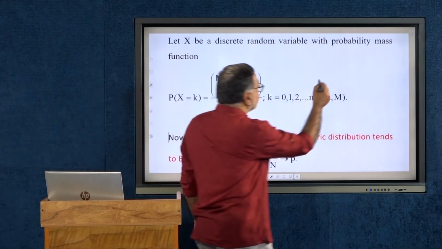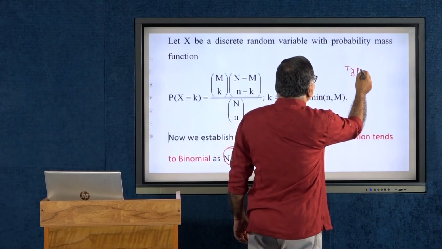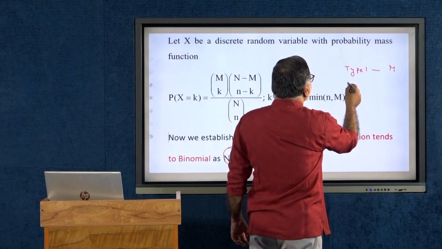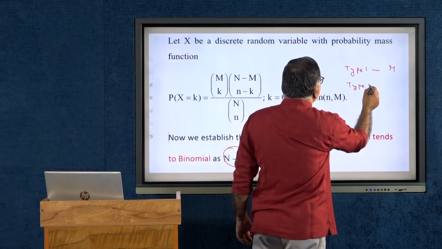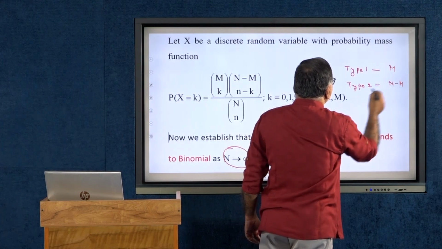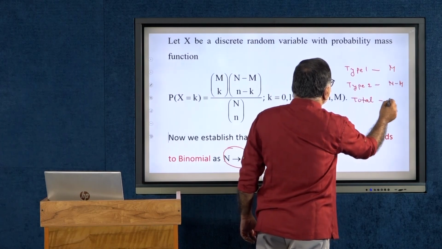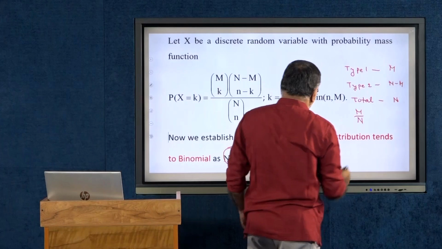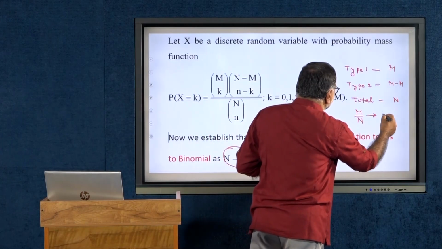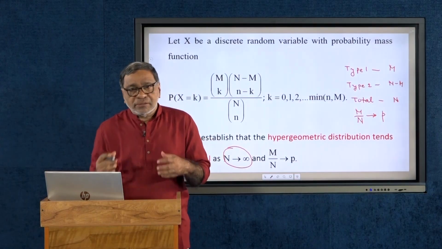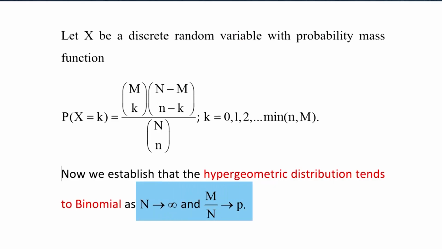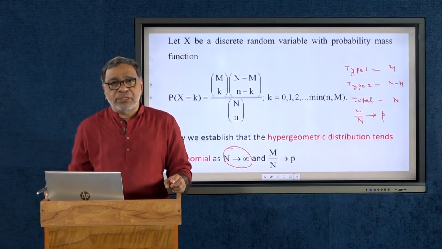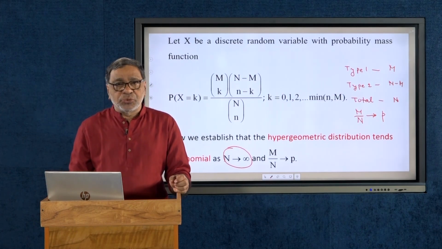What is M? M is the number of type 1 items, and type 2 items are N minus M, and total items are N. So, if the ratio M divided by N approaches a constant, which we call p, that is, type 1 items divided by total number of items approaches a constant value p, then on the basis of these two conditions, the hypergeometric distribution tends to binomial.